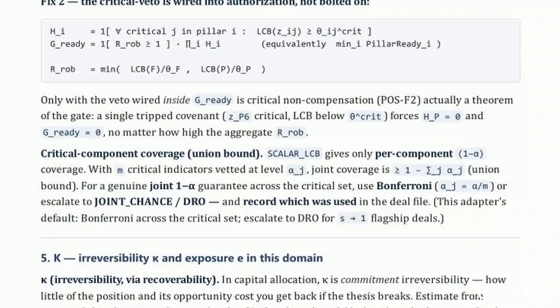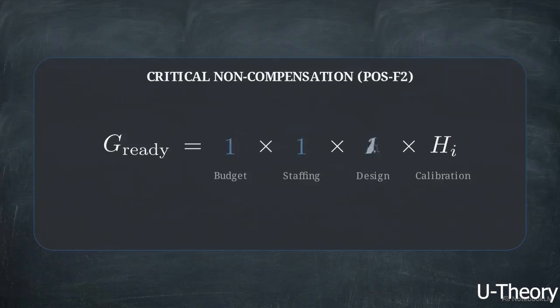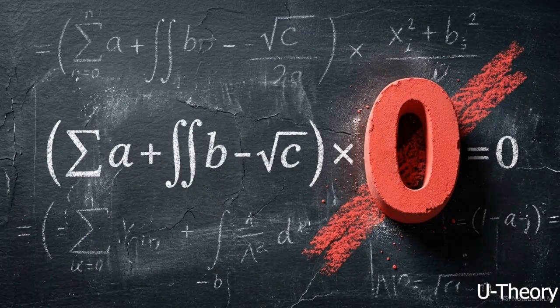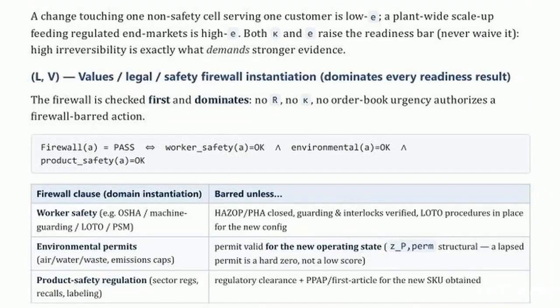To prevent this, the engine identifies subset critical indicators that are strictly non-compensable, routing them through the HI veto channel. The engine applies this veto as a multiplier. The readiness check is conjoined with the product of every critical indicator. If a single structural zero occurs, like a failed instrument calibration, HI becomes 0, immediately collapsing the entire gate. Wiring the veto as a multiplier ensures that critical non-compensation is a structural property of the gate, not just an operational goal.